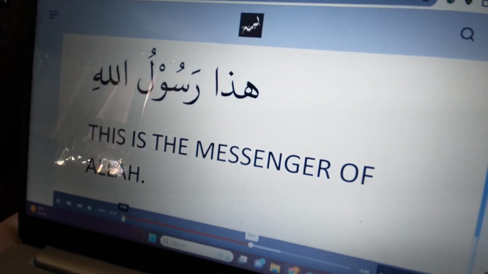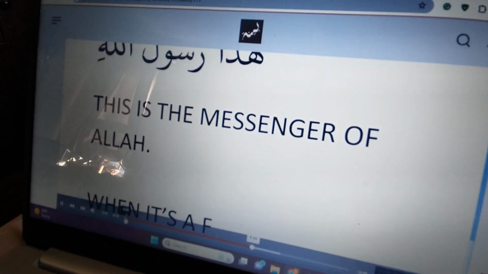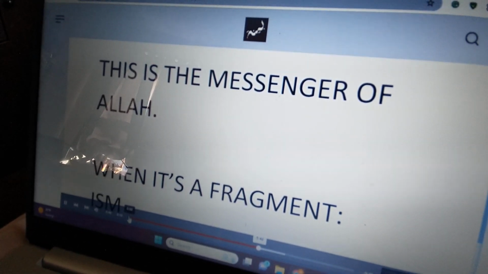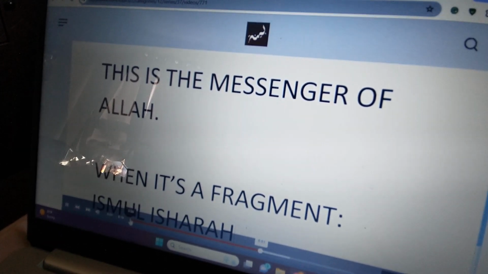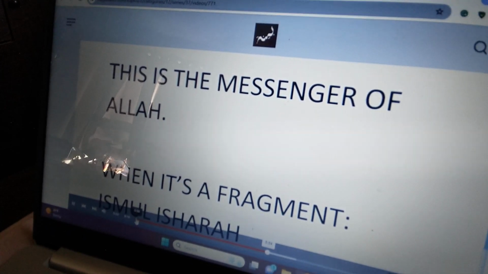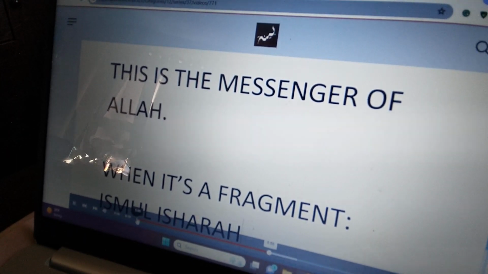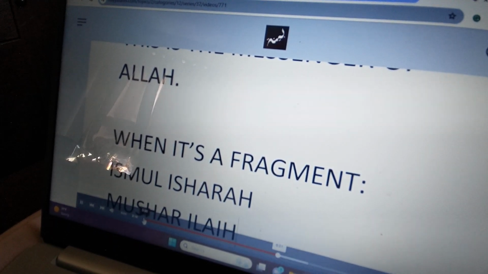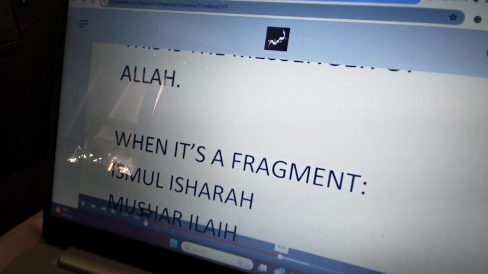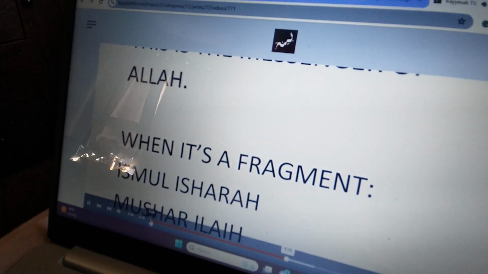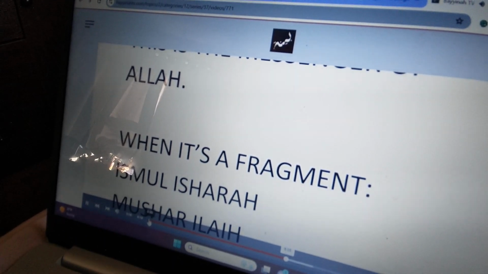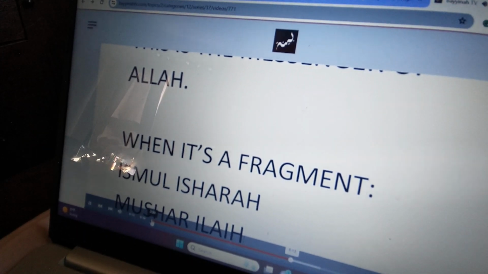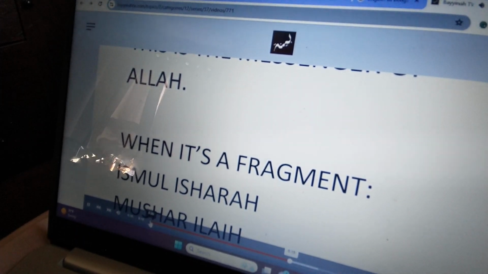When it's a fragment, now let's only talk about when it's a fragment, then it's called Ismul Ishara. Ishara means pointer. Ismul Ishara is the word Hada, Hadihi, Tilka, Ulaika. Those words are called Ismul Ishara, and the word with al on it is called Mushar ilayh. Ismul Ishara, Mushar ilayh. Okay? These terms, you only use them when it's a fragment, when you see the al. That's when you say this is a case of Ismul Ishara, Mushar ilayh, or simply you can say this is a fragment, not a sentence.